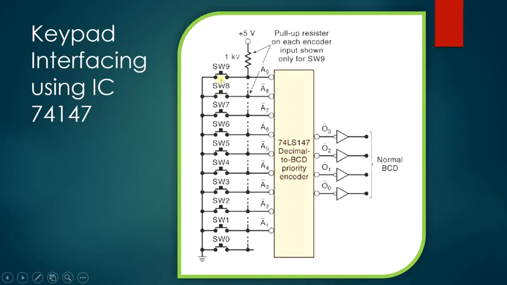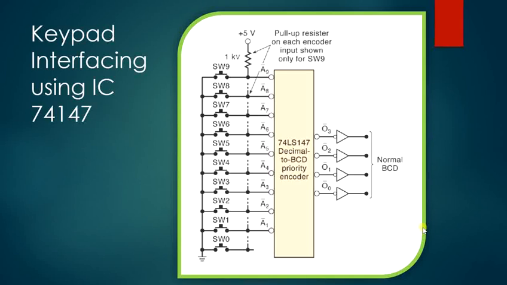As I mentioned earlier, we have an active low input and active low output, and that was giving us an inverted BCD output. If you want to obtain a normal BCD, what we need to do is we have to use the NOT gate. So what we are going to do here is, depending upon whether the switch or the key is closed or open, we will decide our output.